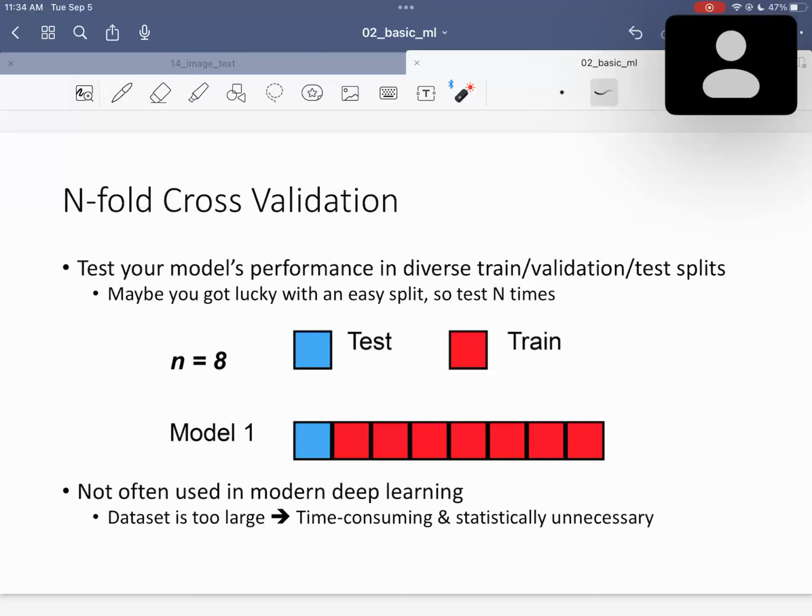Right. So as I said, modern deep learning typically doesn't use n-fold cross-validation because the data set is too large and it's time consuming. And I put here: statistically unnecessary. What does that mean? Why, in modern deep learning where data is so large, is it statistically unnecessary to do n-fold cross-validation? Any takers? Law of large numbers? Not really.